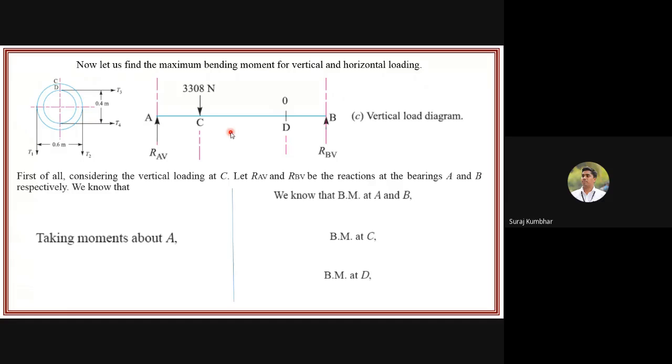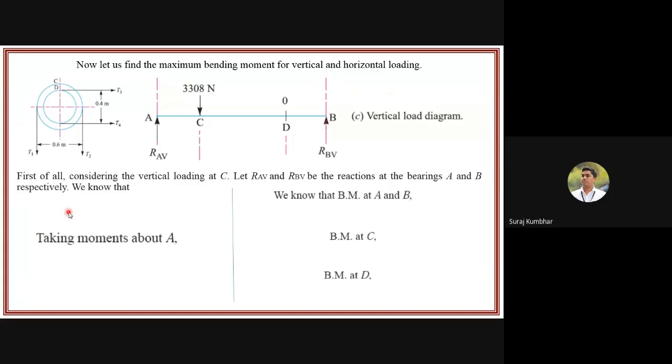Then we'll go ahead. This is the vertical load diagram because the vertical load acts at point C. Here you can see the outer pulley, the C pulley. The vertical load on that C pulley is 3308 Newton, which we have already found out. RAV and RBV are the reactions at bearings A and B respectively. At D there will be zero load, because the D pulley acts in the horizontal load direction.